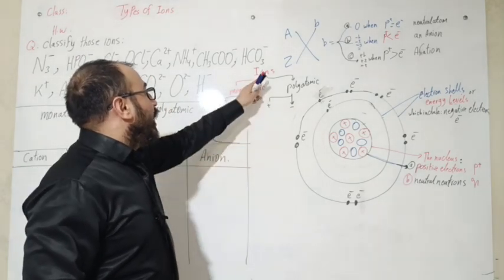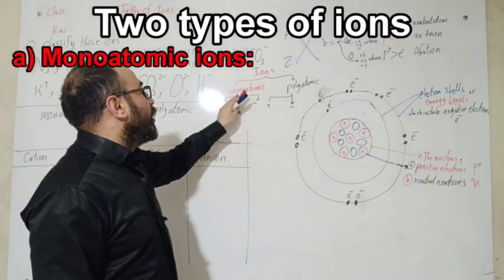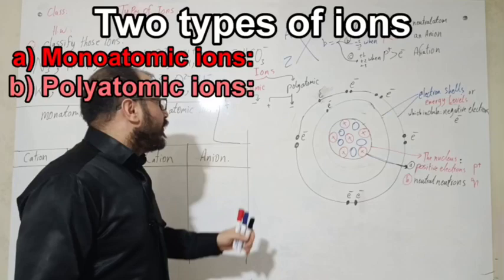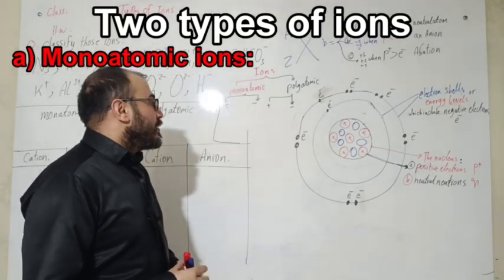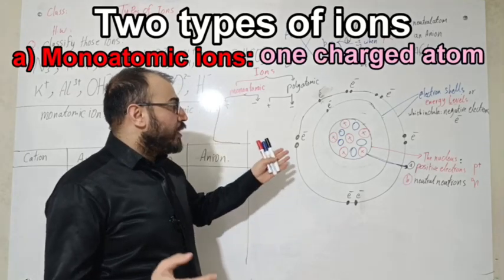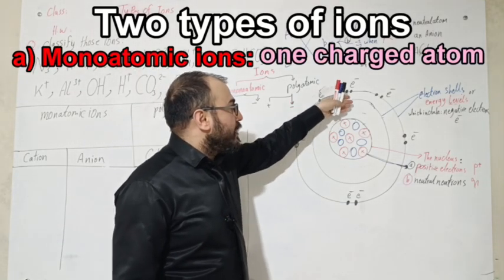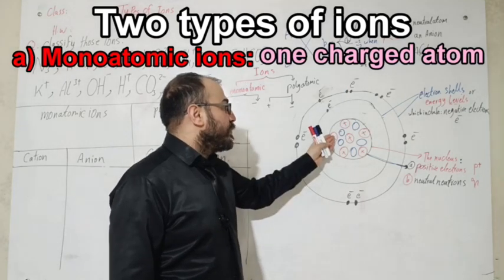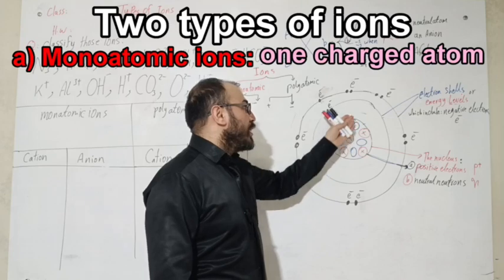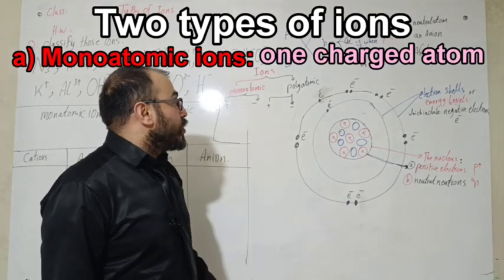Then we said that we have two types of ions. The first one is called the monoatomic, and the other one is called polyatomic. For the monoatomic ions, we said that a monoatomic ion is a normal atom, which is made up of a nucleus and electronic shells, positive protons and neutral neutrons inside the nucleus, with negative electrons in the electronic shells.